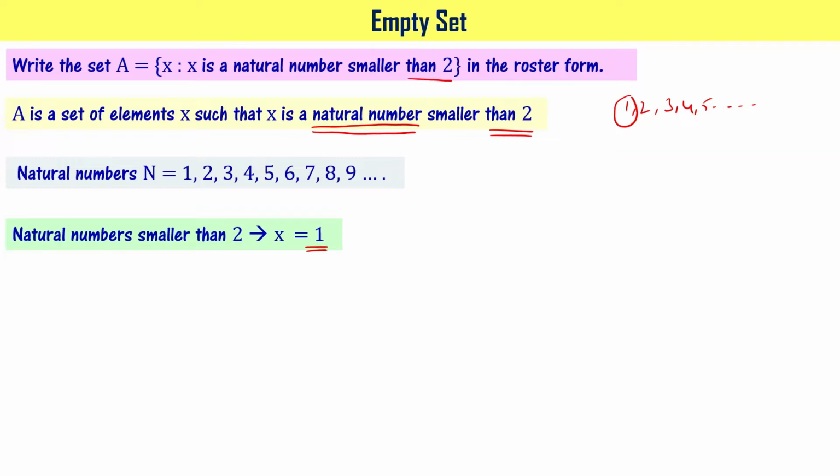So let's write the set. In the roster form, you write A as the set containing only the element 1, right? When you write elements of a set in between curly brackets, you say that it is the roster form, right? That's why you can say that this one is the roster form for set A.